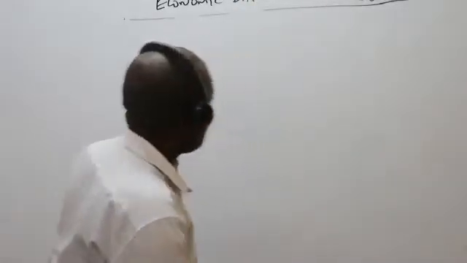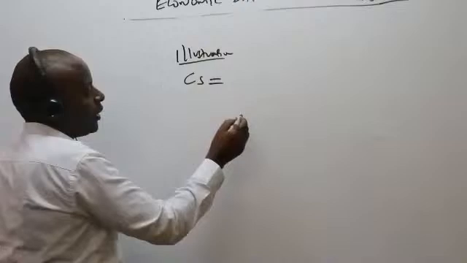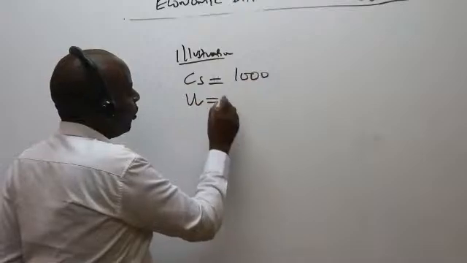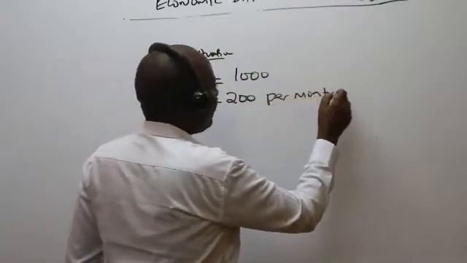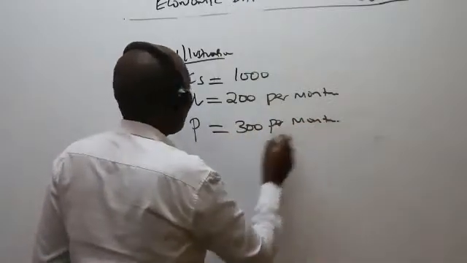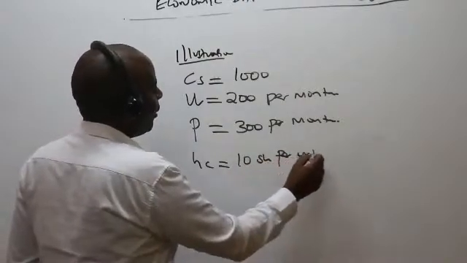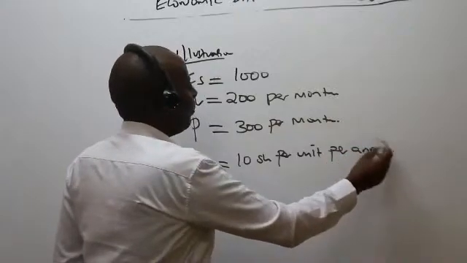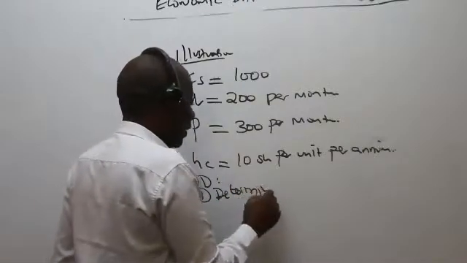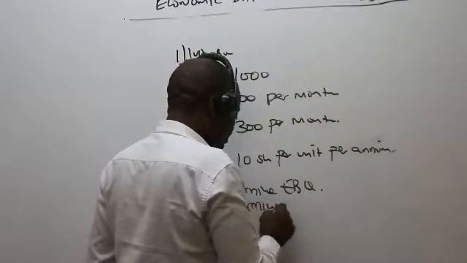So, ladies and gentlemen, here we have an illustration. The cost of setting up the machine, CS, is given, for example, as 1,000. Then they give you a usage of, say, 200 per month. The production rate must always be higher, like 300 per month. They give you HC, for example, 10 shillings per unit per annum. Then you are required, number 1, to determine the EBQ, and number 2, to determine the total cost.